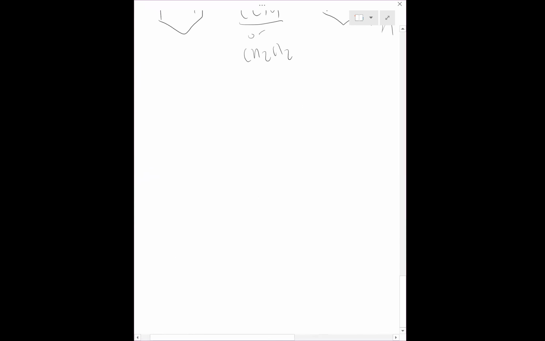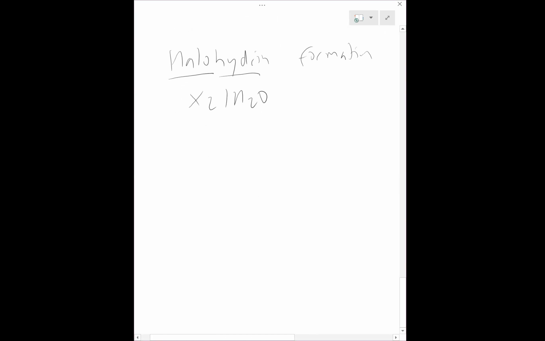Okay, so continuing forward, a similar reaction. This one is addition of XX. A similar reaction is called halohydrin formation. Halo meaning halogen, hydrin meaning OH. So this is X2/H2O, addition of XOH.